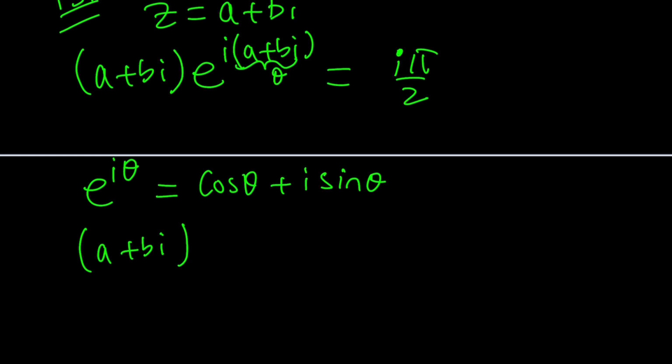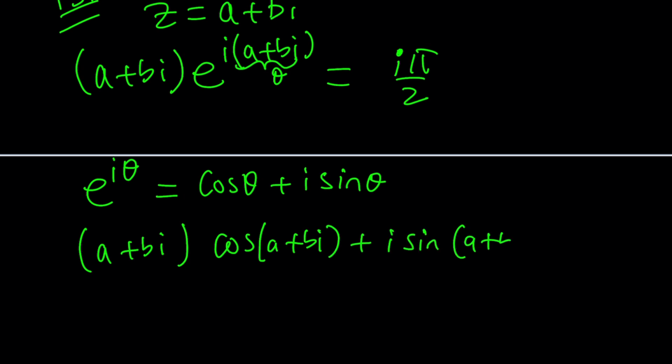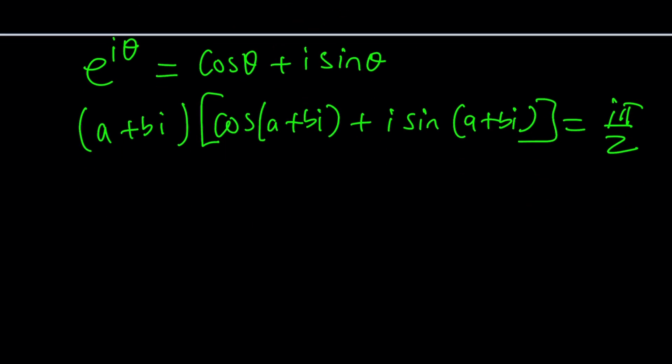So in this case, this is theta. So we're going to get cosine of that plus i times sine of that. And of course, this whole thing needs to be multiplied by a plus bi. And that should give us i pi over 2. How nice. So when you distribute this, you're going to run into some problems. Real problems. I mean, real and complex problems both. You know why? Because how do you take the cosine of a complex number? That's the trick.